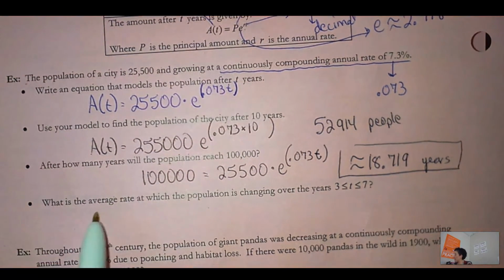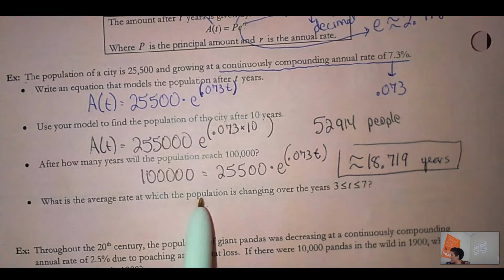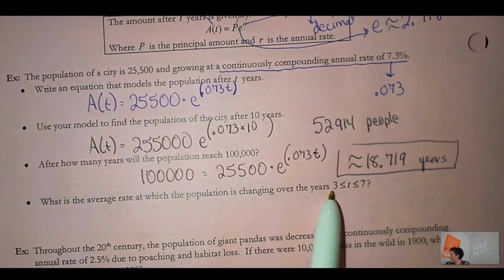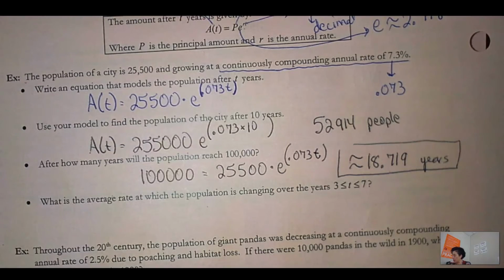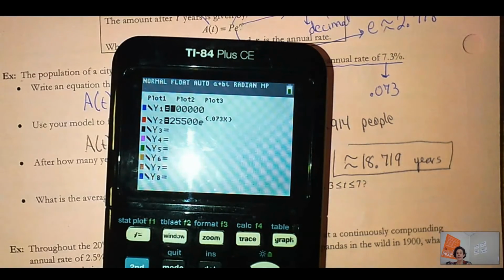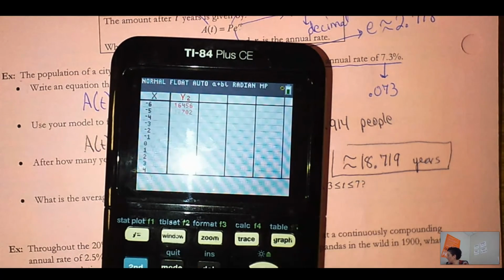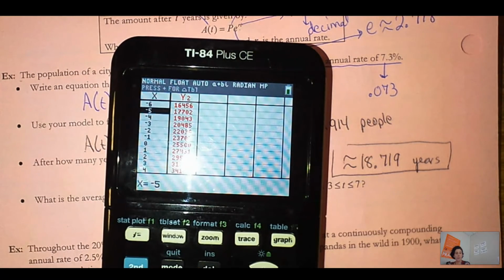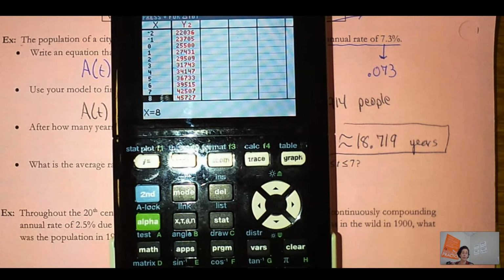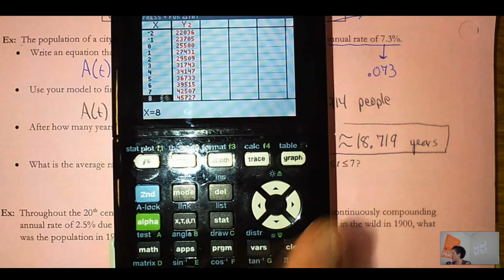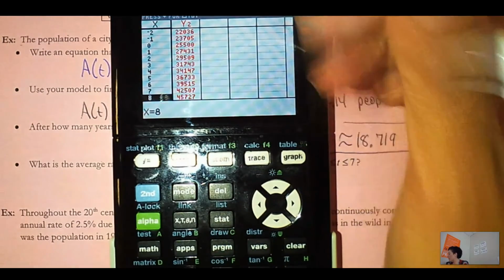All right, next one. What is the average rate at which the population is changing over the years from 3 years to 7 years? So here what I'm going to do is go back to my y equals, because I really don't want to type this in twice. I'm just going to get rid of that. And then I'm going to go to my table and look for when x is 3 and get that amount, and also when it's 7 and get that amount. And I realize there are probably decimals, but I'm just going to drop the decimals off of here. The decimals just don't fit.